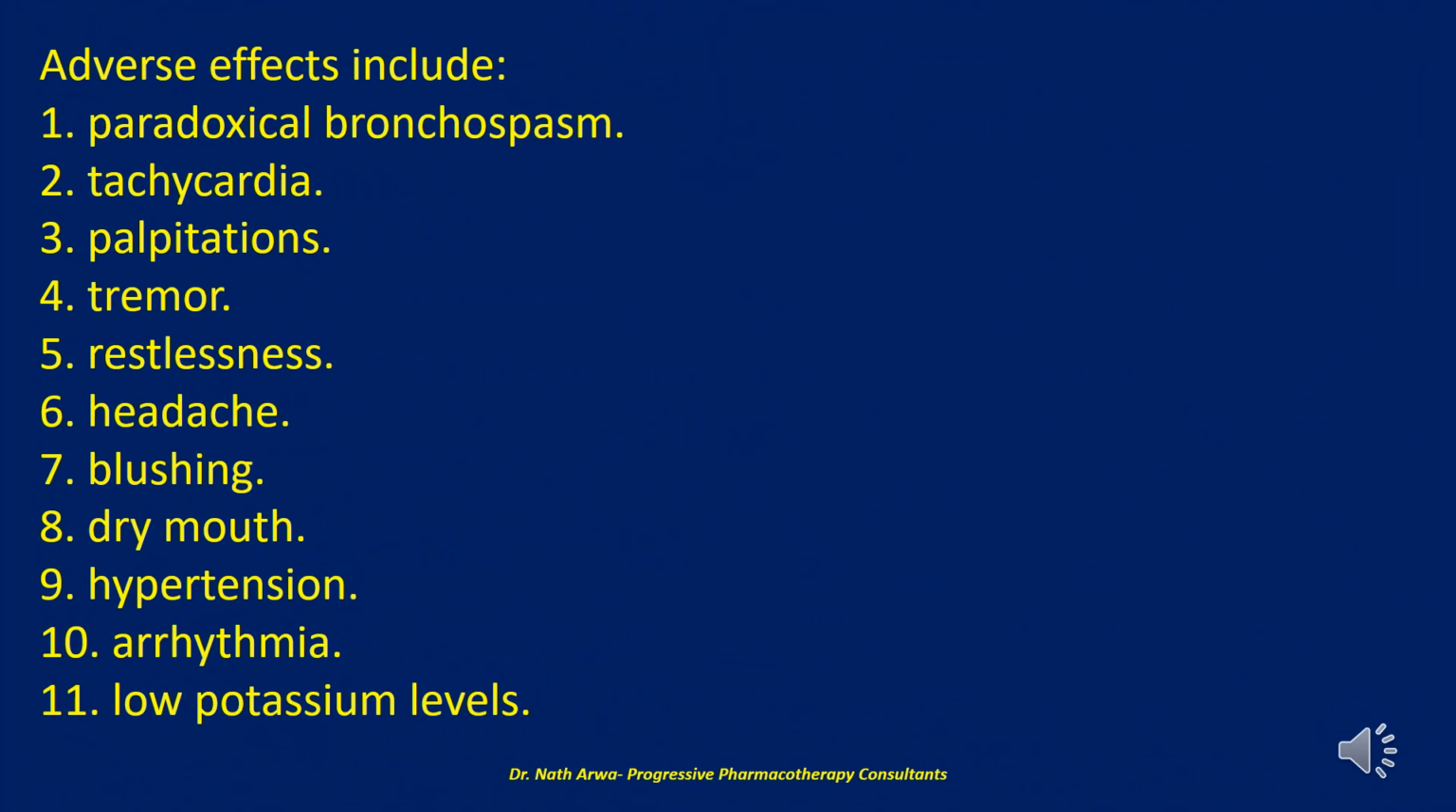The adverse effects of beta-2 agonists are listed below. 1. Paradoxical bronchospasm. 2. Tachycardia. 3. Palpitations. 4. Tremor. 5. Restlessness. 6. Headache. 7. Blushing. 8. Dry mouth. 9. Hypertension. 10. Arrhythmia. And 11. Low potassium levels.